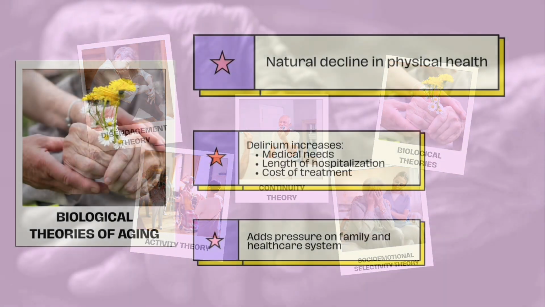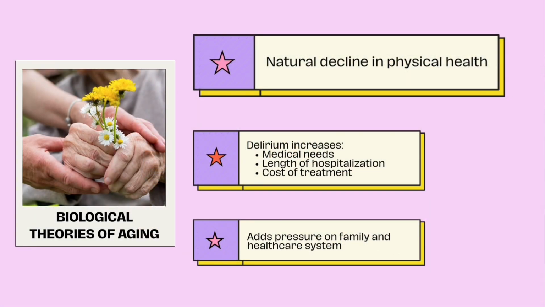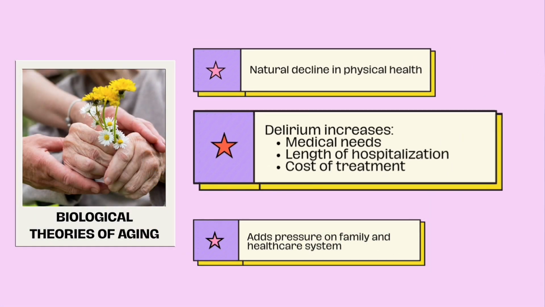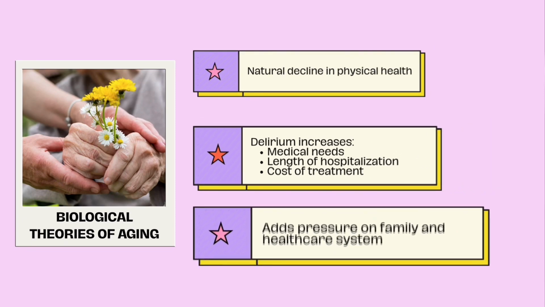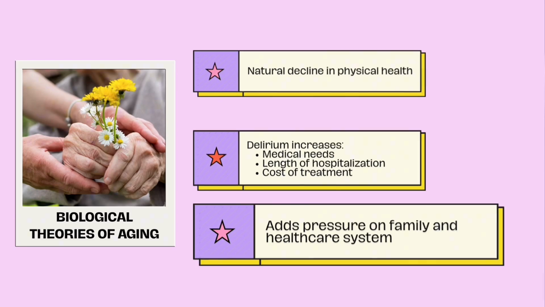Lastly, biological theory of aging. Biological theories highlight how aging bodies become more fragile. Delirium worsens this decline, requiring longer hospital care and expensive treatment, adding stress to families and the healthcare system.